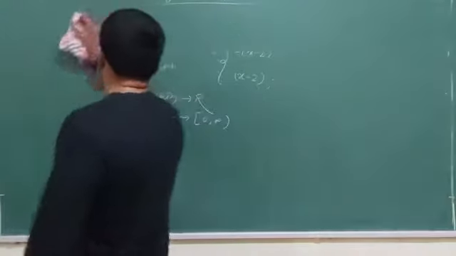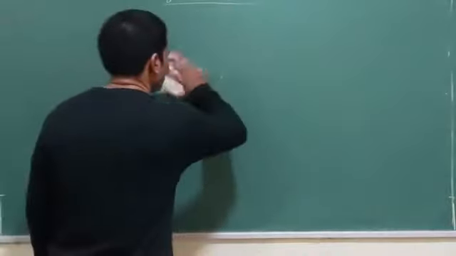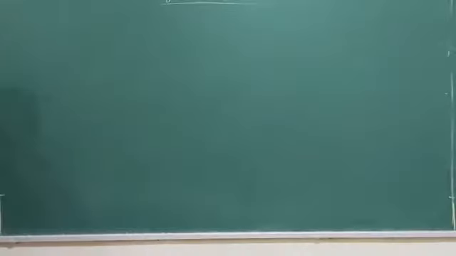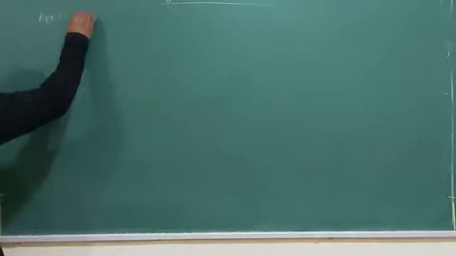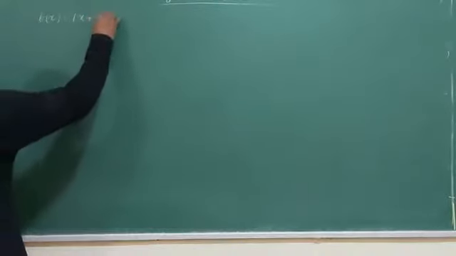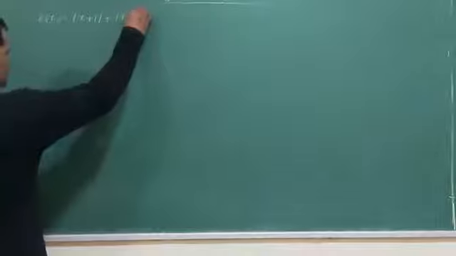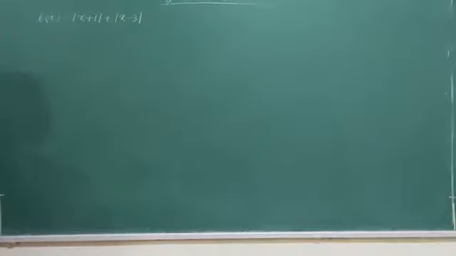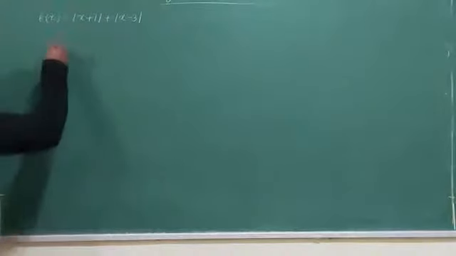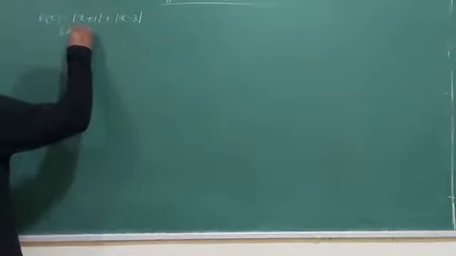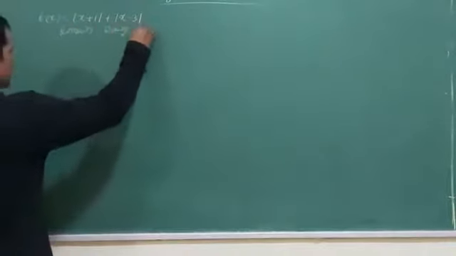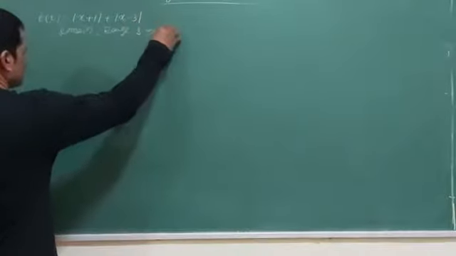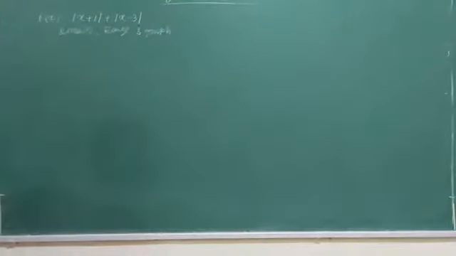If I get a complicated graph of modulus function, f(x) is equals to mod x plus 1 plus x minus 3. If I get the question, you have to find out the domain, range and graph. Find the domain, find the range and draw the graph.